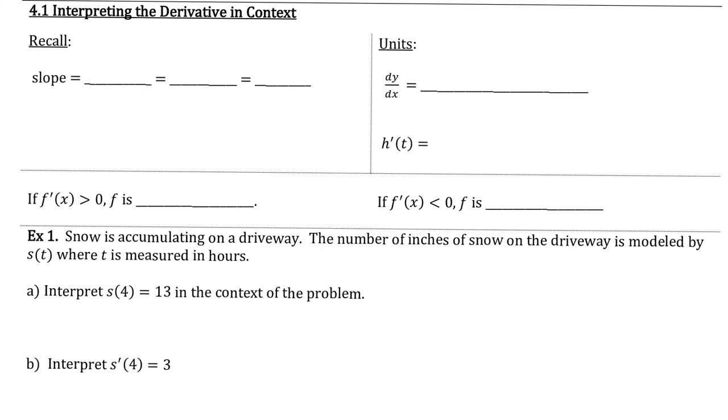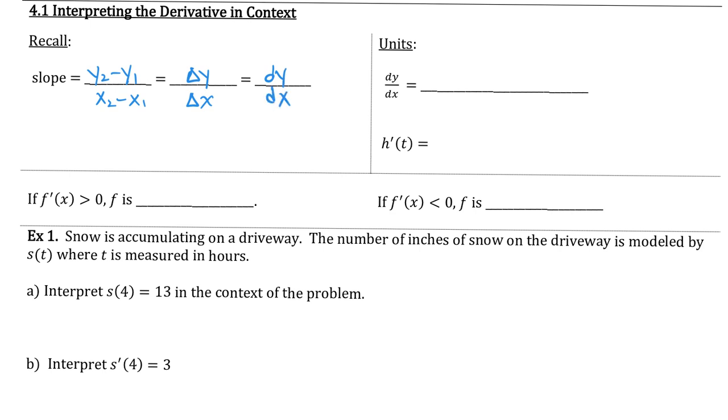4.1 Interpreting the derivative in context. As a reminder, slope is the change in y over the change in x, or y2 minus y1 over x2 minus x1. Change in y over the change in x, which instead of saying delta y over delta x.